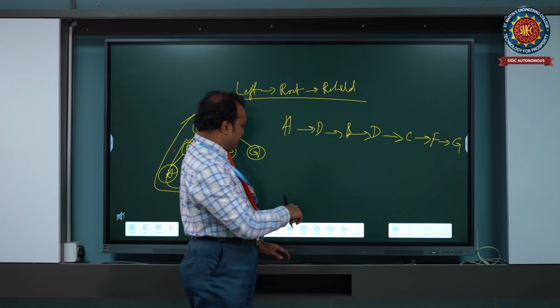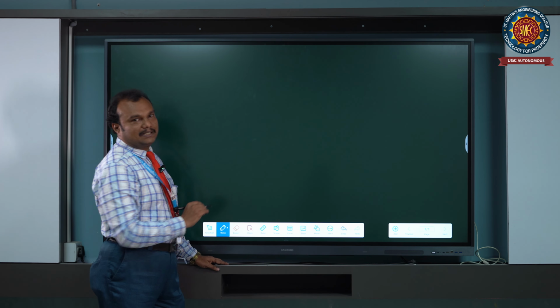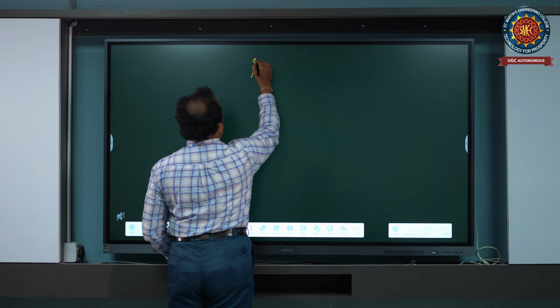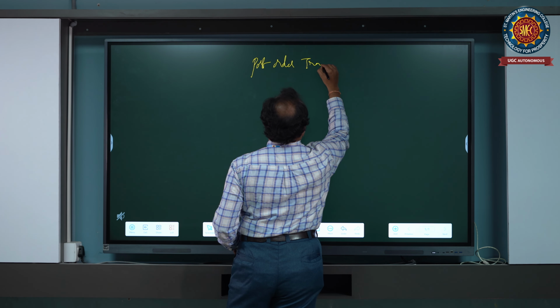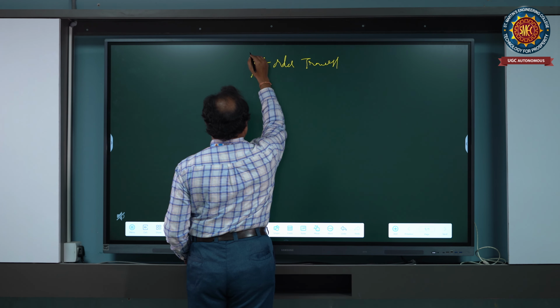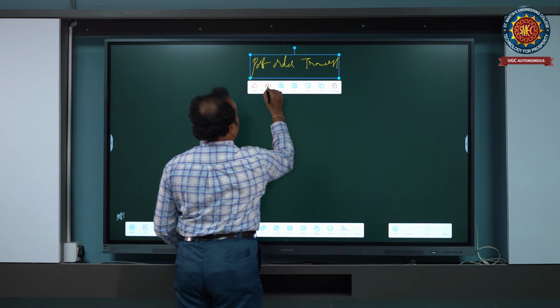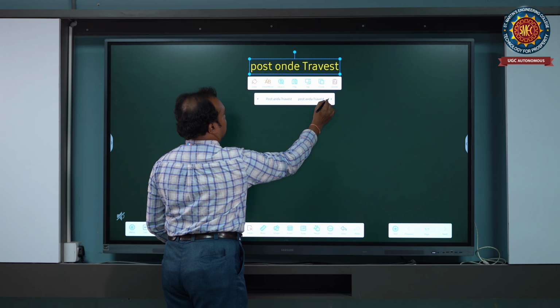Now if we go to the third technique, that is the post-order traversal technique.